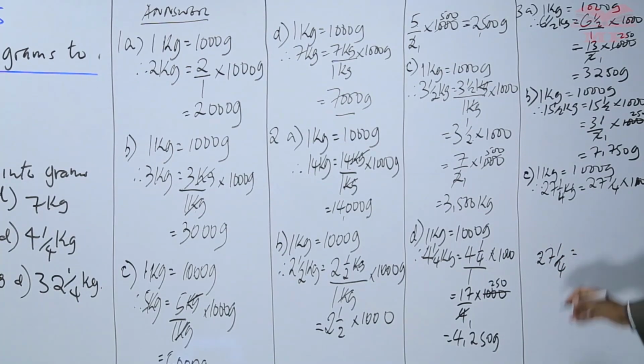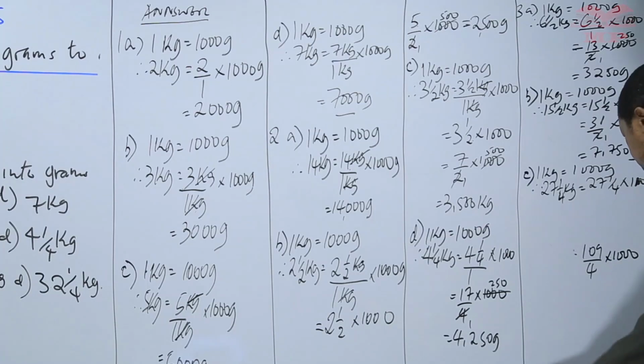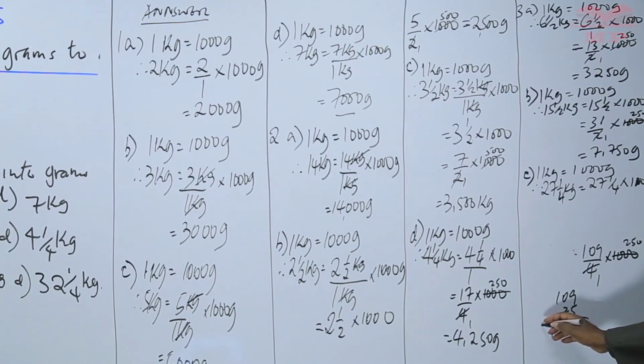27.25 converted into improper fraction is equal to 27 times 4, this is 8, carry 2, 4 times 2 is 8 plus 2, 10, plus 1, this one is 109 over 4 times 1,000. 4 goes here once, 4 goes here 250. So we multiply 109 times 250.